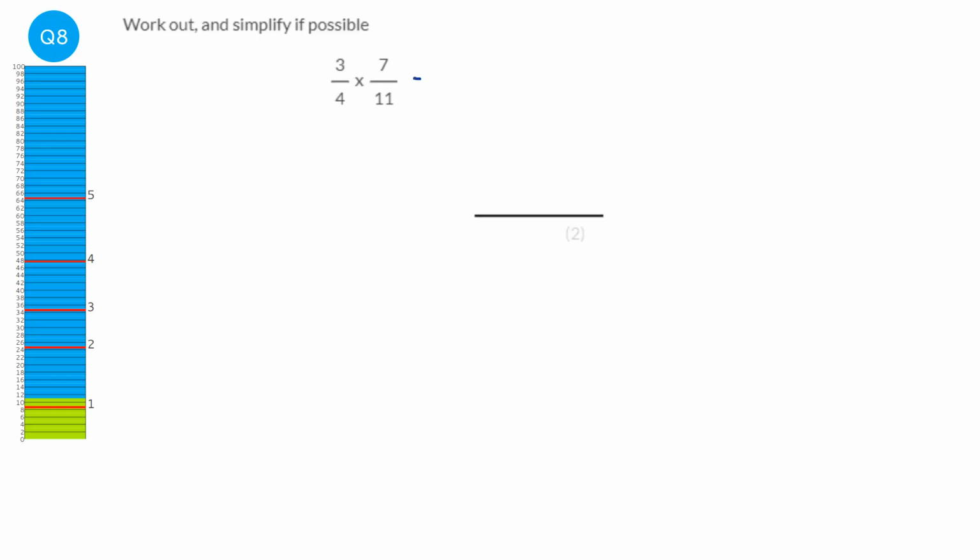To multiply fractions, all you need to do is multiply the tops. 3 times 7 is 21, and multiply the bottoms. 4 times 11 is 44.